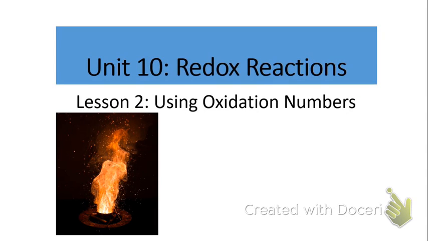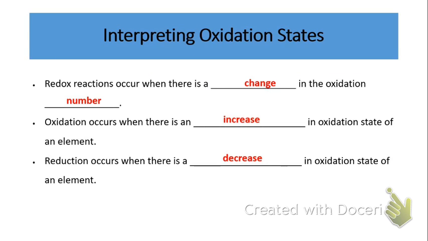All right, let's get started. Lesson 2, using oxidation numbers. Now, we have learned in Lesson 1 how to assign oxidation numbers to elements in a compound or single elements by themselves. We can now use oxidation numbers to determine if a substance is being oxidized or reduced during a chemical reaction. So how do we do this?